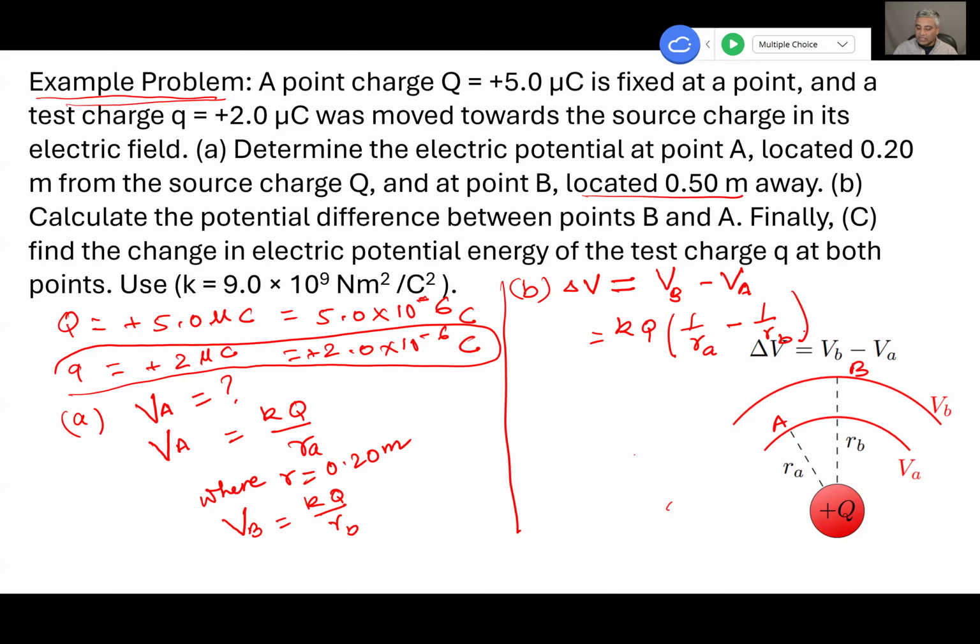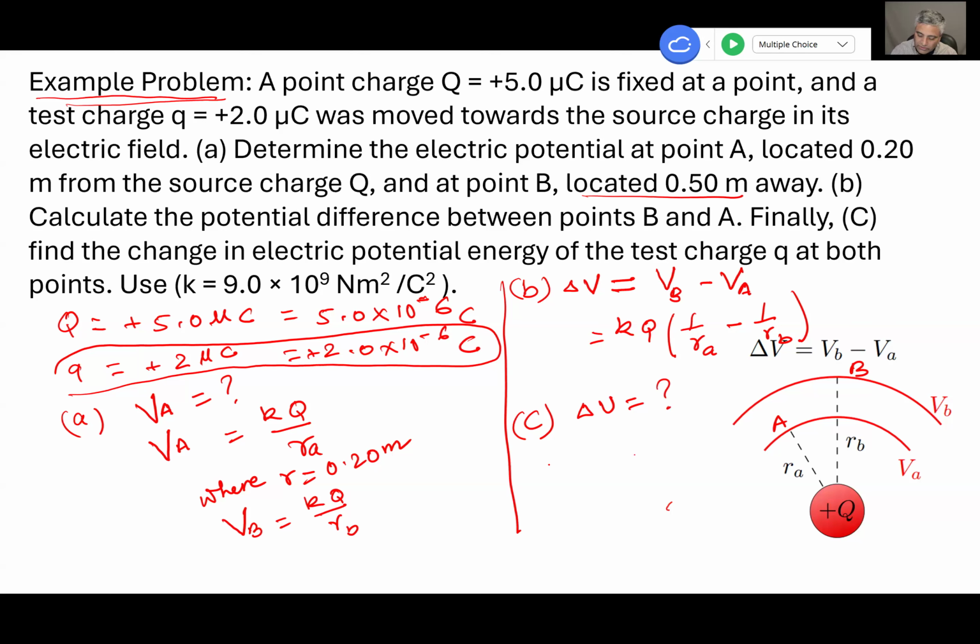So we need to plug in numbers to get that. And then on the C, it says, okay, find the change in electric potential energy of the test charge. So now, for the potential, we don't need that test charge. Only source charge is enough. But for the potential energy, we need test charge. So we need both charges, right? So how do I find that? So what is the change in potential energy?